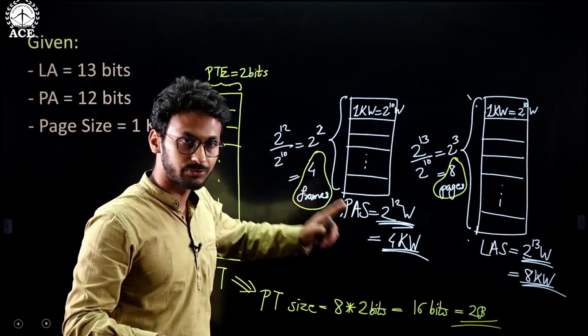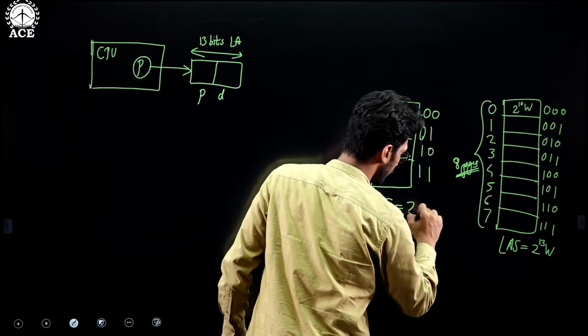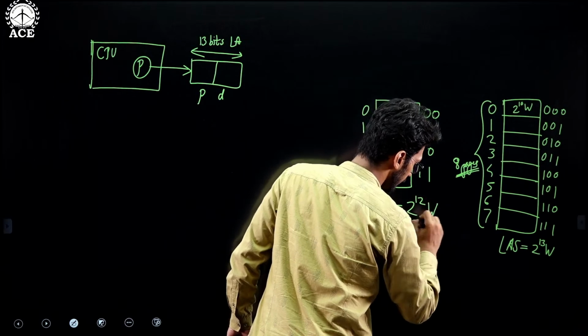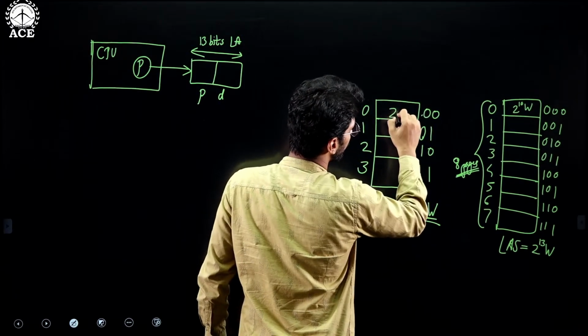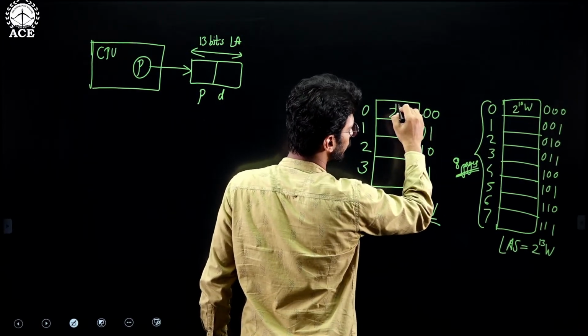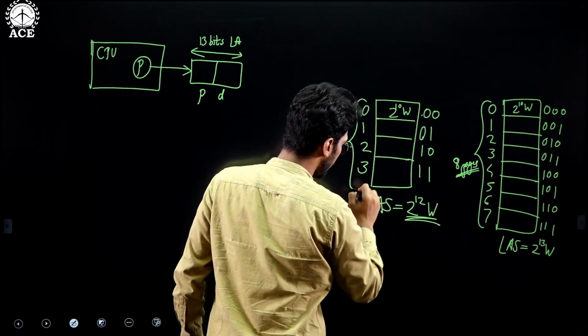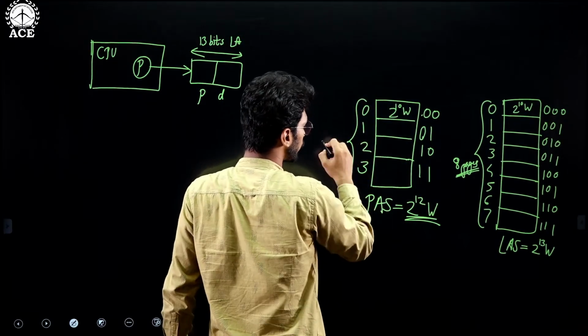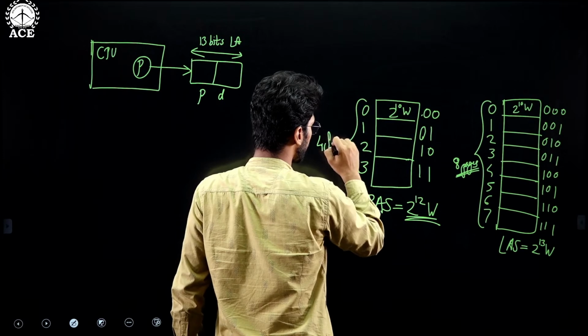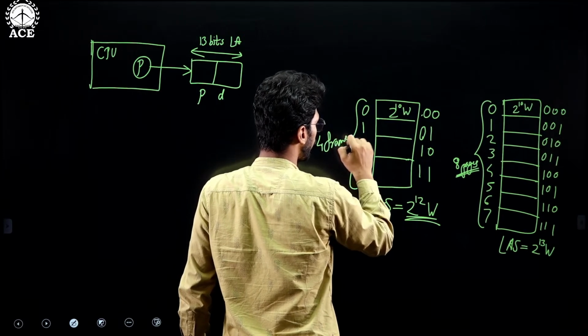Physical address space is 12 bits, which was mentioned. It means physical address space will be 2 raised to 12 words. Done. This page size, frame size same, so 2 raised to 10 words. Number of frames will be how much? 2 raised to 12 by 2 raised to 10, 2 raised to 2. It means 4 frames. 4 frames are there.